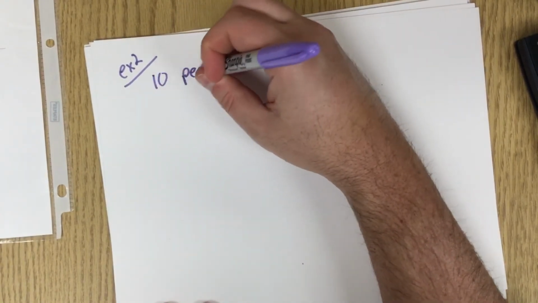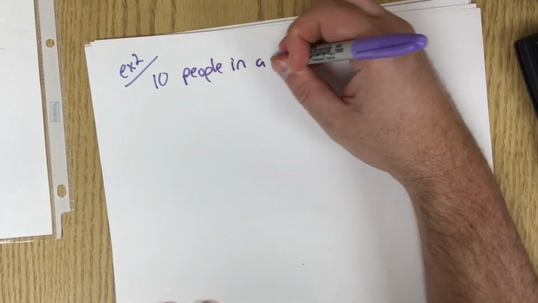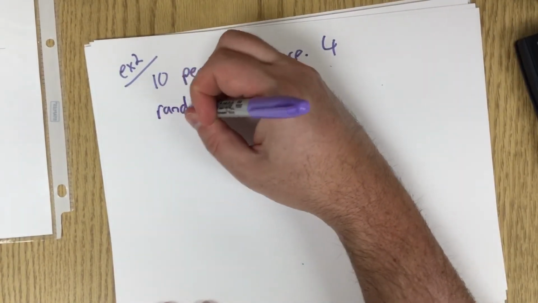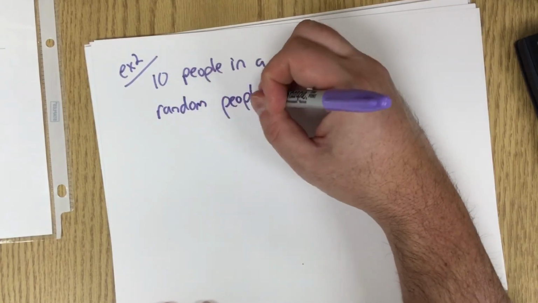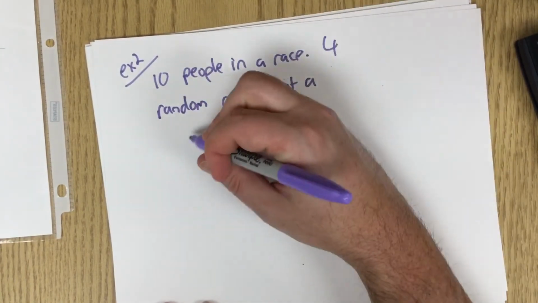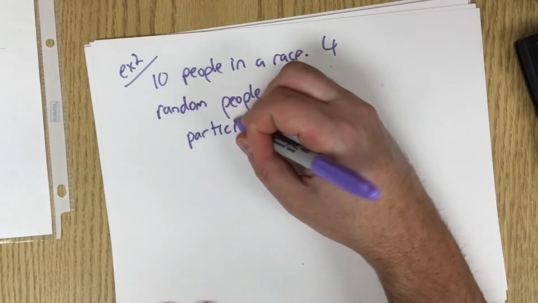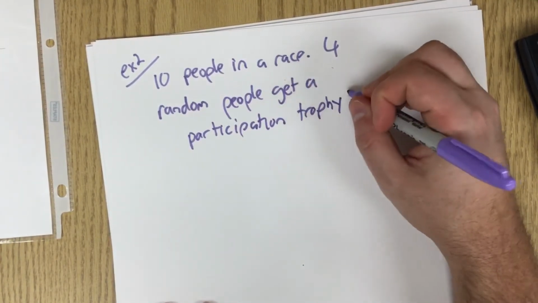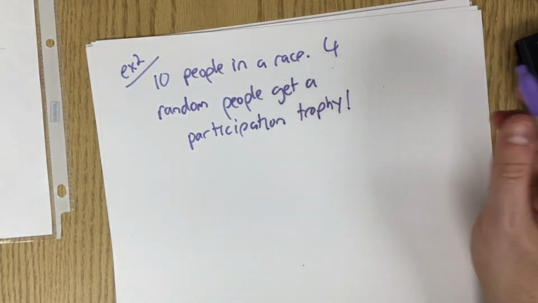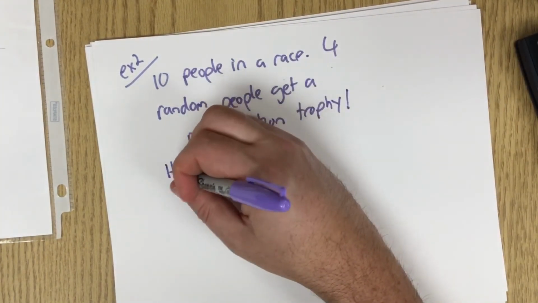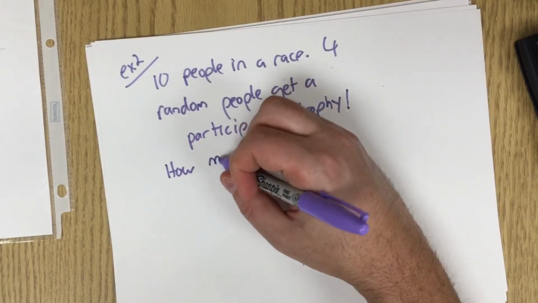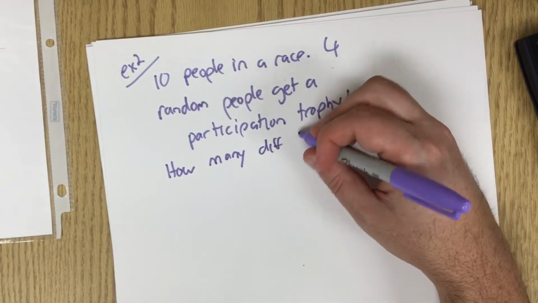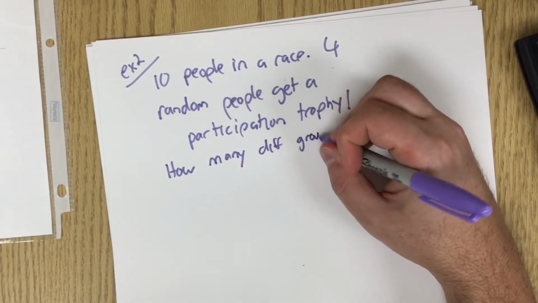So 10 people in a race, and 4 random people get a participation trophy. Yay, we're all winners. Well, I guess 4 of them are winners. How many different groups can be chosen?